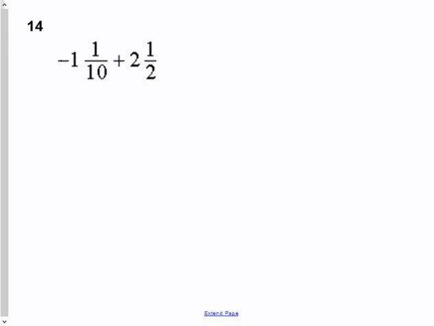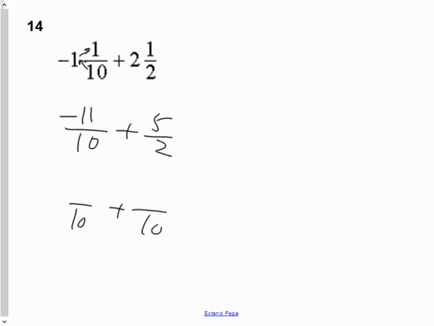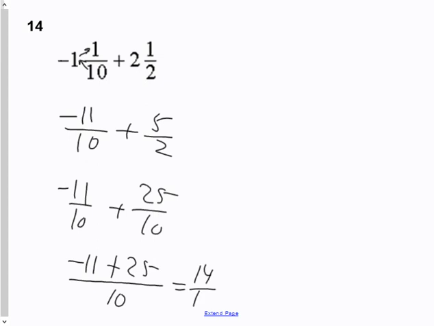Question 14. First thing you do when you see a mixed fraction is just convert it to improper. So 10 times 1 is 10, plus 1 is 11. So it's negative 11 tenths, plus 5 over 2. Common denominator is 10. First fraction doesn't change. Second fraction does. You're now adding two fractions with a common denominator. So negative 11 plus positive 25 over 10 is 14 tenths, which is 1 and 4 tenths, which is 1 and 2 fifths.